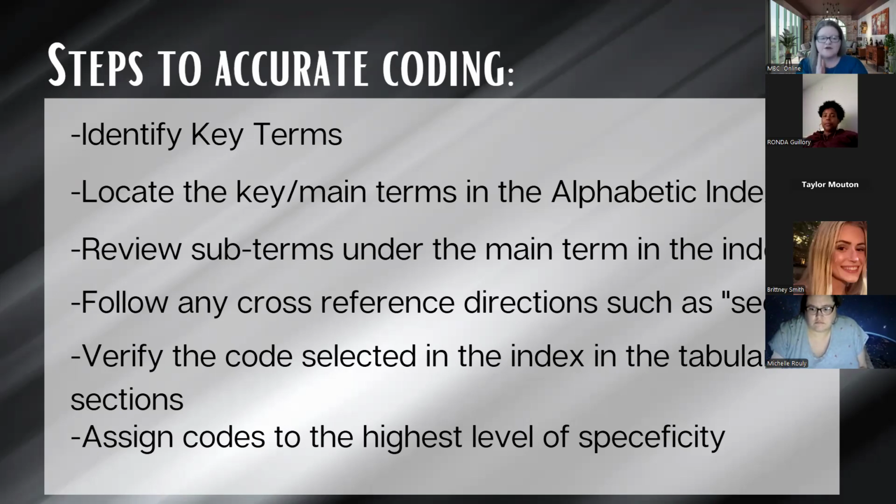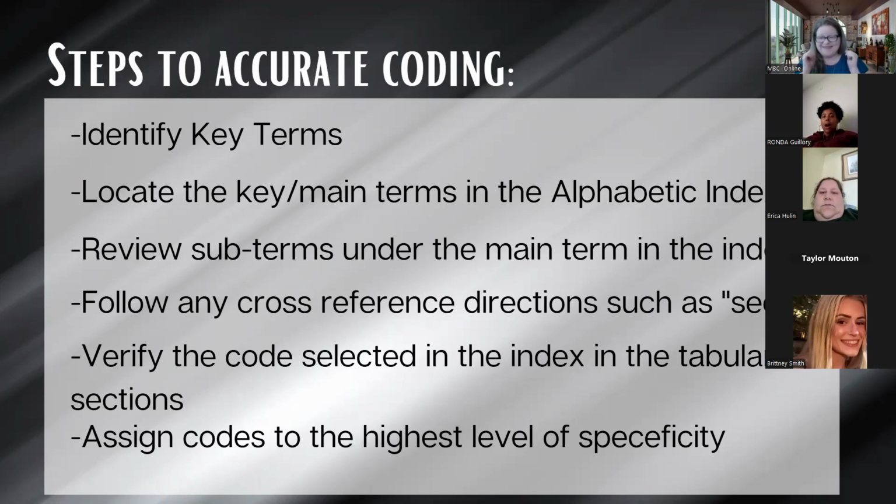But so you're going to follow your cross-reference directions, and then you're going to verify the code selected in the index in the tabular sections, which is all these other sections other than the gray, all your chapters, as they call them, that break down to the different parts of the body and different things. We always verify. We never, ever, ever stop at the alphabetic index. So y'all repeat after me, if you will. Always verify. Never stop at the alphabetical index. Exactly. Always verify, never stop at the alphabetical index.